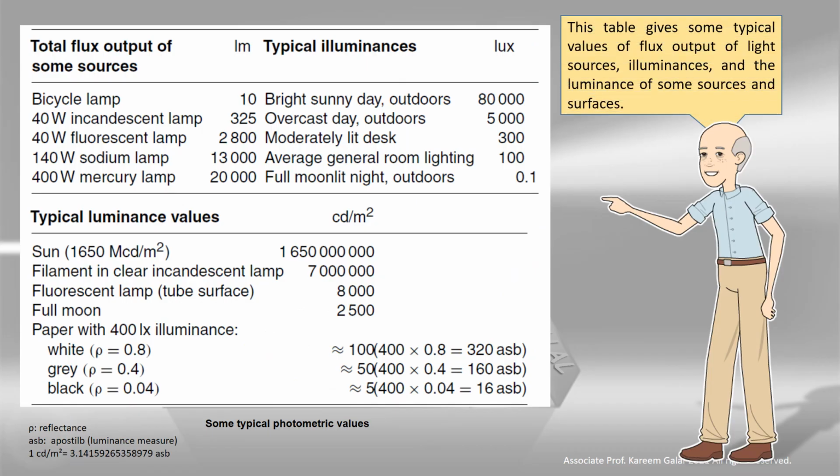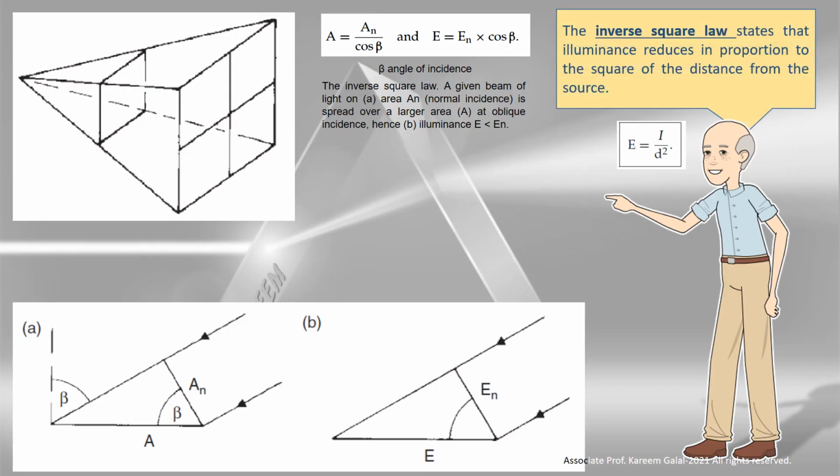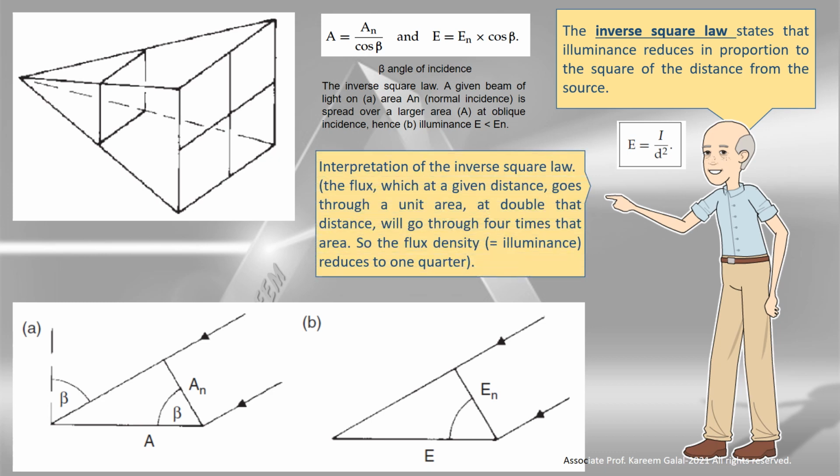This table gives some typical values of flux output of light sources, illuminances, and the luminance of some sources and surfaces. Now let's start to explain the physics of light transmission through space. The inverse square law states that illuminance reduces in proportion to the square of the distance from the source. Interpretation of the inverse square law. The flux, which at a given distance goes through a unit area, at double that distance will go through 4 times that area. So the flux density, equals illuminance, reduces to 1/4.